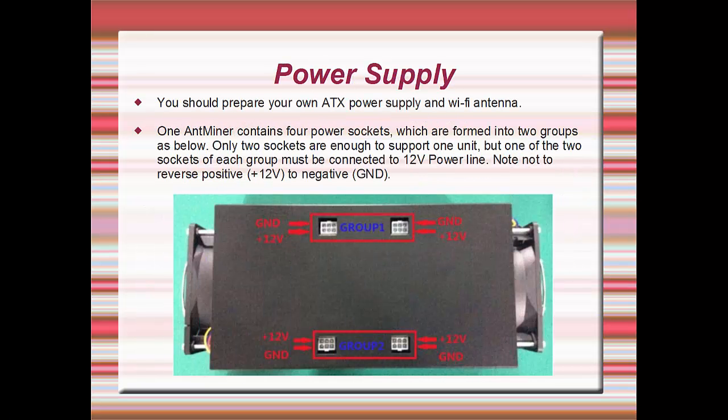Power supply. You should prepare your own ATX power supply and Wi-Fi antennae. One Antminer contains 4 power sockets which are formed in 2 groups as below. Only 2 sockets are enough to support one unit, but one of the 2 sockets of each group must be connected to a 12 volt power line. Note not to reverse positive to negative.